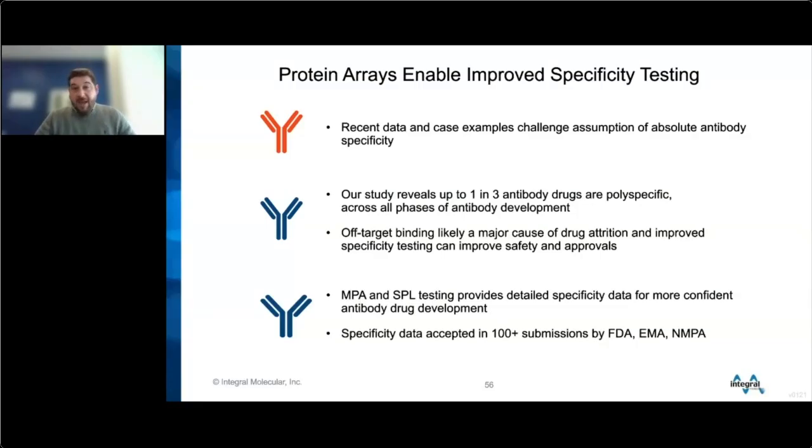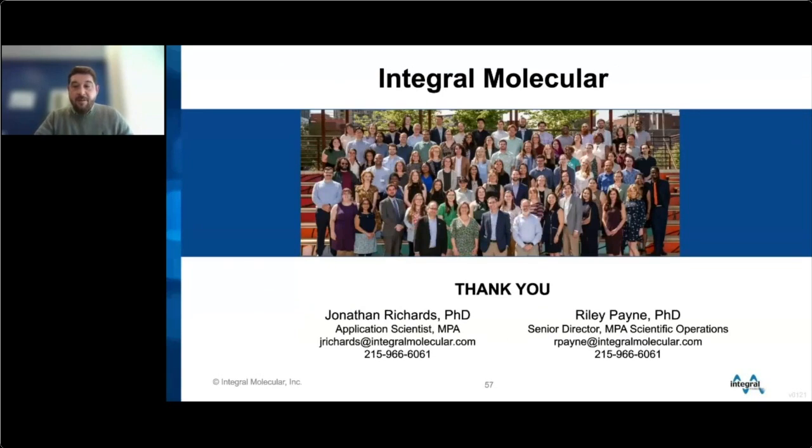The MPA and SPL platforms provide detailed specificity data for more confident antibody drug development, which has really become a priority for the FDA. And they've demonstrated this by showing that specificity data generated from our platform has been accepted in over 100 submissions by the FDA, EMA, and NMPA. So with that, I'd like to thank you for being here today, and I'll open the floor to any questions.